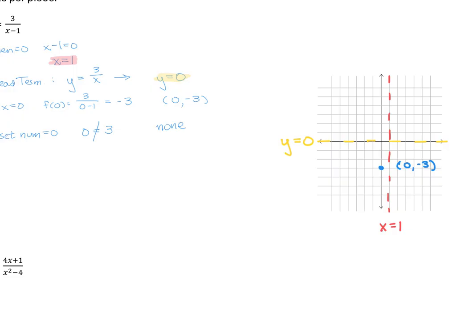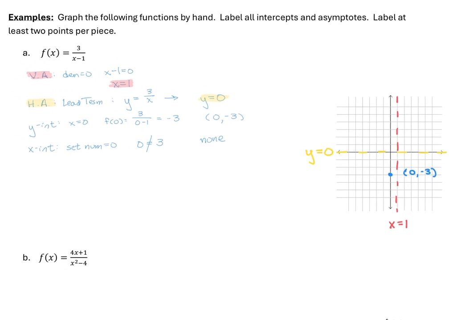Okay, from here, we do need 2 points on each piece. Basically, we're going to use our x equals 1 as our boundary line in terms of our left and right side. We can plug in any numbers that we want, but I am going to try to pick numbers that will give us nice answers. This is one of the reasons that I recommend using the table features on your calculator, or just using a calculator in general.